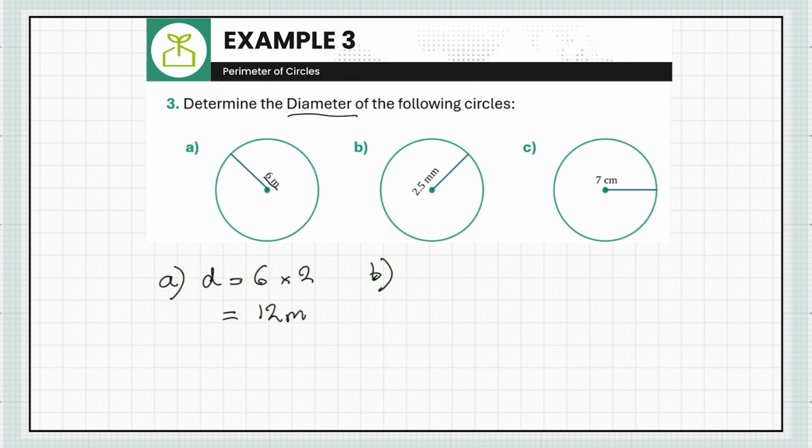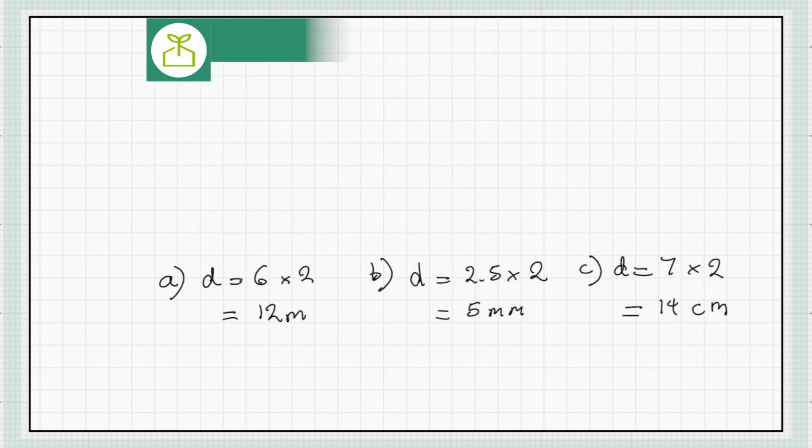We can do the exact same thing for B. So our diameter is going to be equal to 2.5 multiplied by 2, and that's just going to be equal to 5 millimeters. For C, we have a diameter that's going to be equal to 7 times 2, which is equal to 14 centimeters.